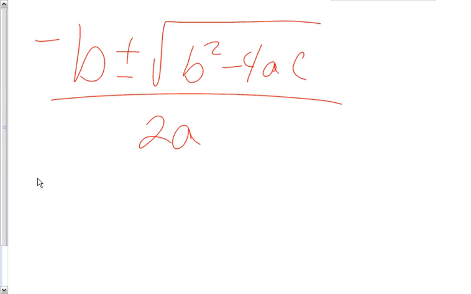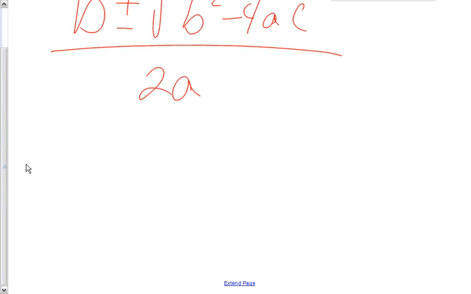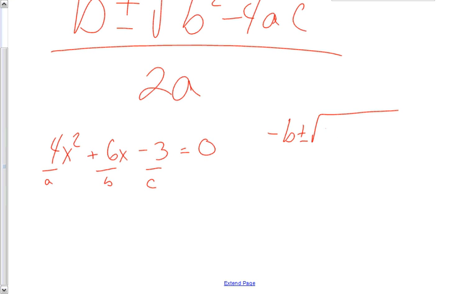Let's do one more just to see if we can finish it up and see if we get any cool things, maybe even a problem. Who knows? I'm just going to make it up as we go. Let's find the solutions to 4x squared plus 6x minus 3 equals 0. My a, my b, and my c. Negative b plus minus the square root of b squared minus 4ac all over 2a.